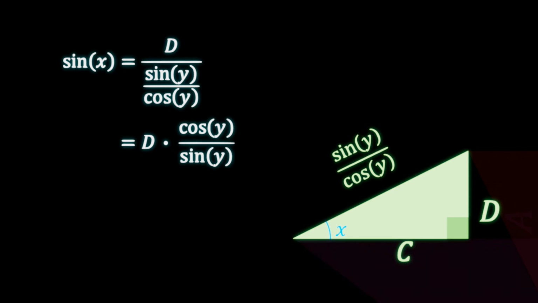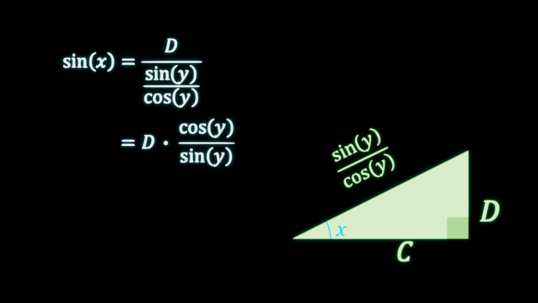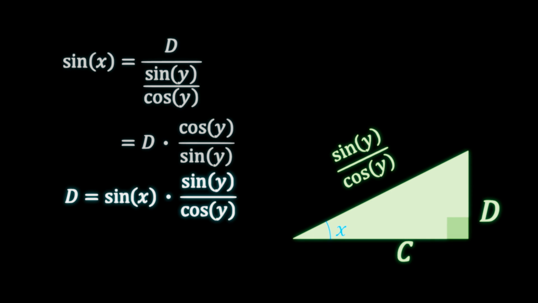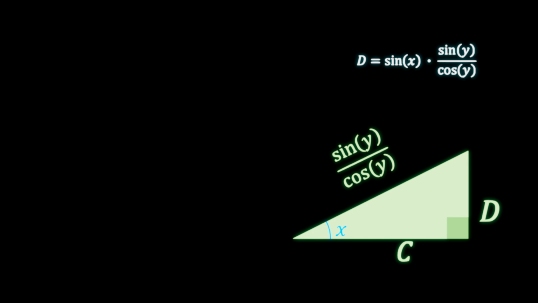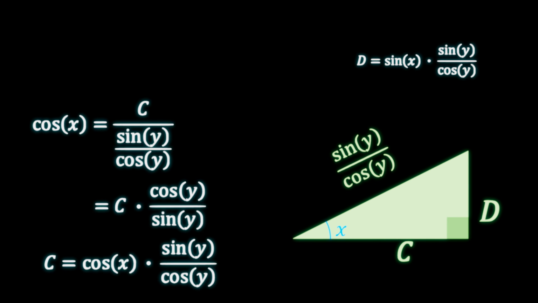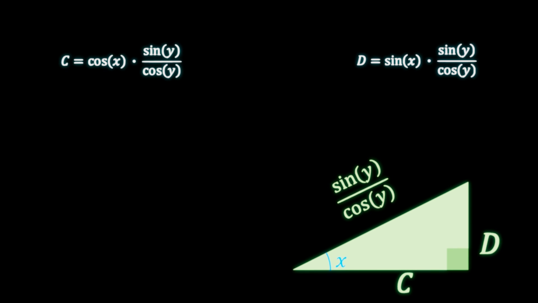Then, sine of x is also equal to d, over sine of y, over cosine of y, or, alternatively, d is equal to sine of x, multiplied by sine of y, over cosine of y, and, c is equal to cosine of x, multiplied by sine of y, over cosine of y.